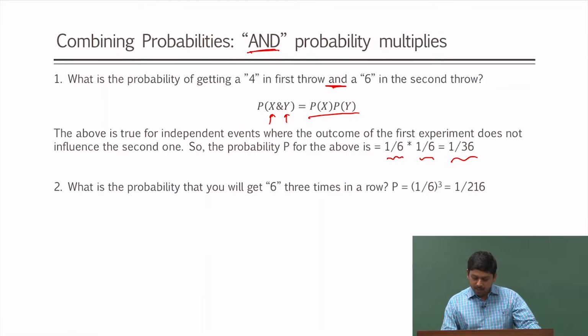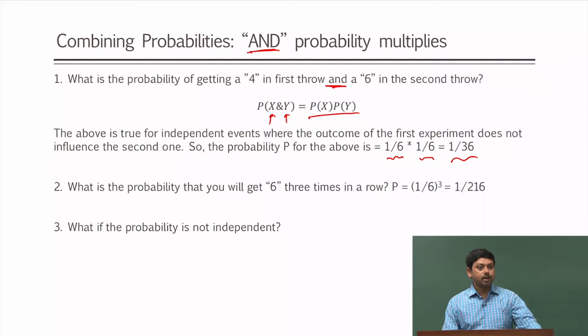Now, what is the probability that we will get a 6 three times in a row? As I said, it will be 1 by 6 to the power 3. What if the events are not independent? If the probabilities are not independent, then the first outcome will affect the second one. However, AND will still multiply. However, it will not be the same value. It will not be 1 by 6 like what you have for the dice throw. We will give an example.